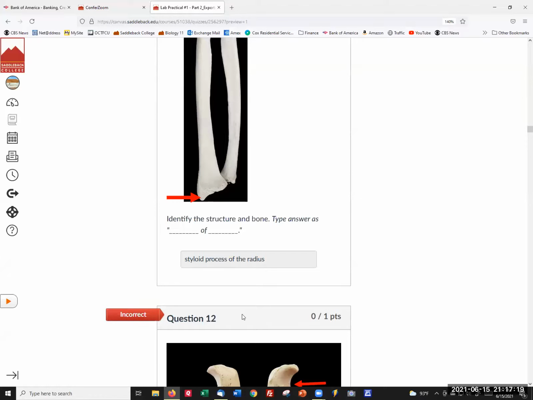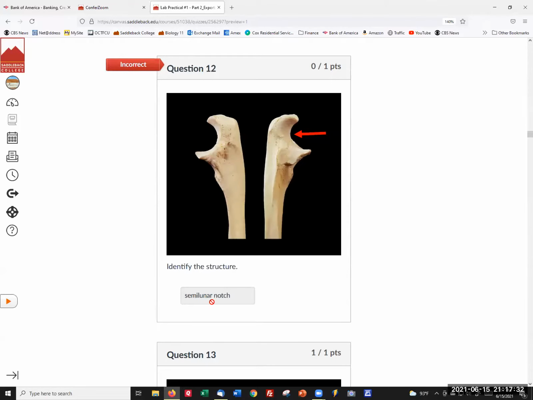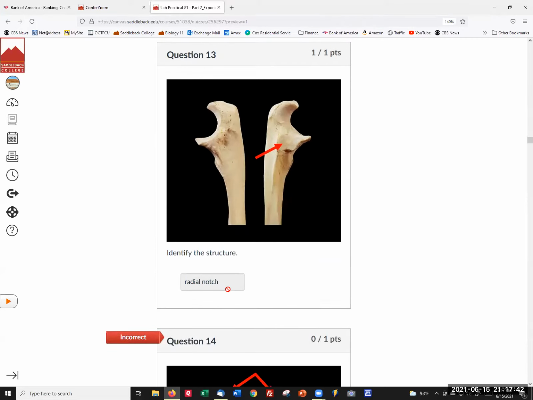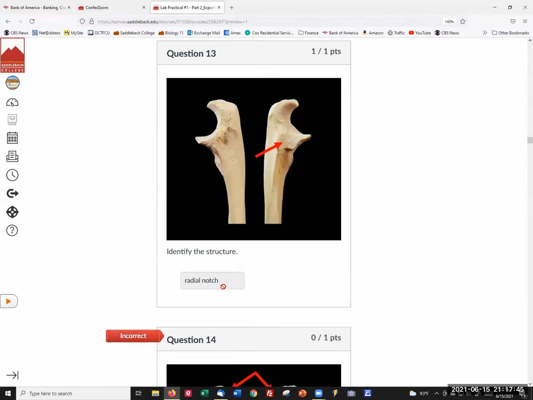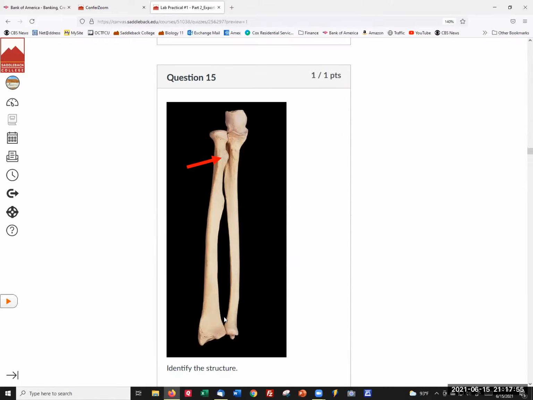Now, when you get to another class and they tell you they're going to do a test like this, better study it exactly, letter for letter. It's more of a spelling class. Okay. Semilunar notch. That's also known as the trochlear notch. So it's correct. This one is the radial notch. There's nothing wrong with that. This is the olecranon process. They just wanted olecranon. Nothing wrong.